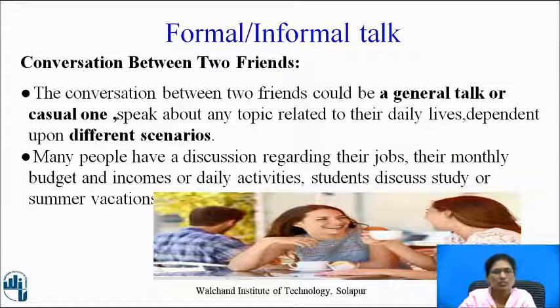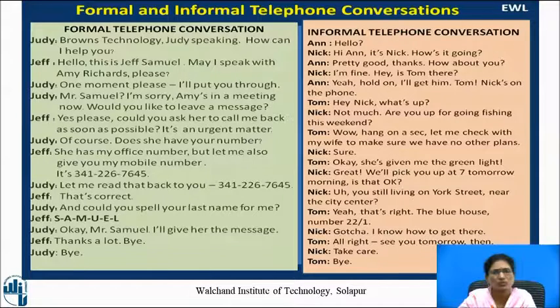This is a conversation between two friends, how they are talking with each other, and we can see the pictures, and by the images we can understand which type of conversation it is, whether it's formal or informal. The general conversation between two friends could be a general talk or a casual one on different scenarios, where many people have a discussion regarding their jobs, their monthly budget and incomes, or daily activities. Students discuss studies and summer vacations or any other topic.